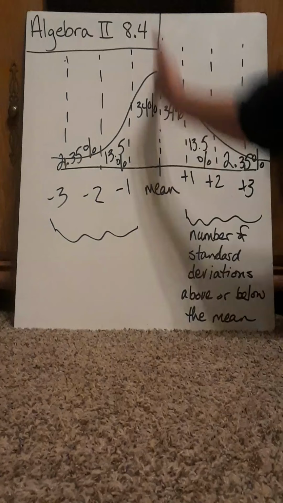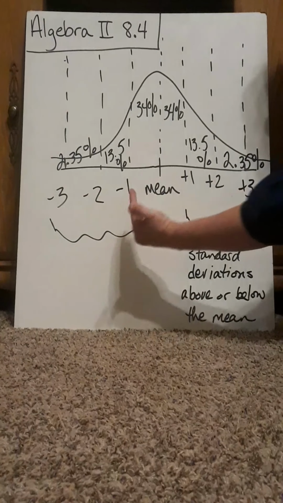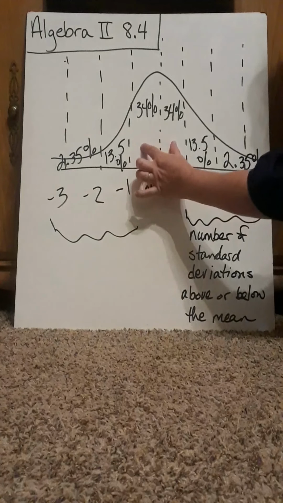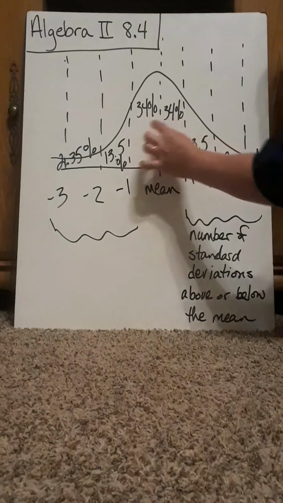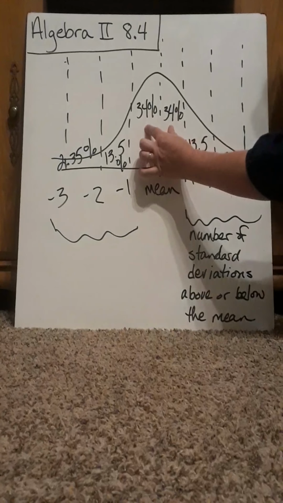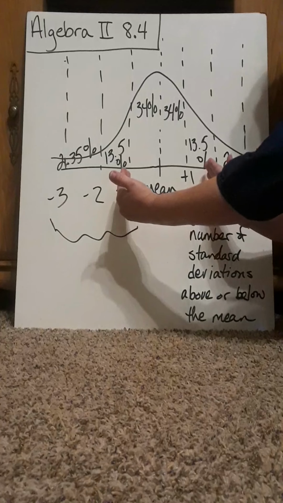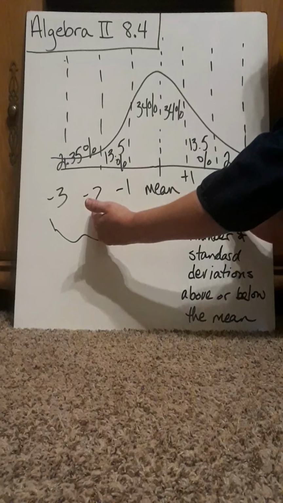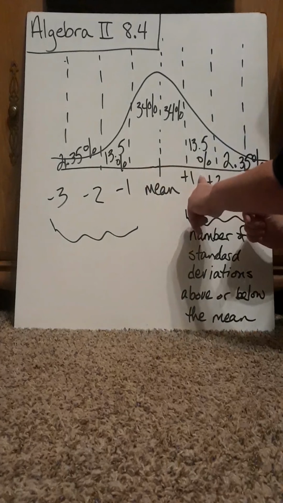So if this is your mean, you can see that within one standard deviation of the mean, whether you're above it or below it, it's 34% of your data on each side. So if you add those 34s together, that makes 68. 68% of your data is going to be within one standard deviation of your mean. If you go out to 2 standard deviations from your mean, you add another 13.5% in both directions. Okay?